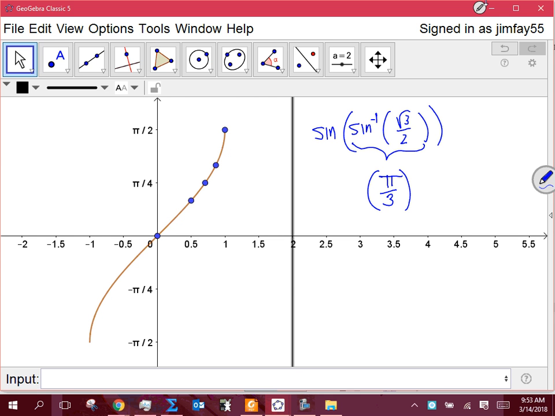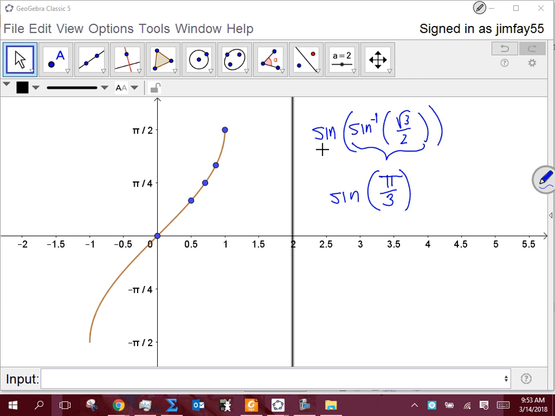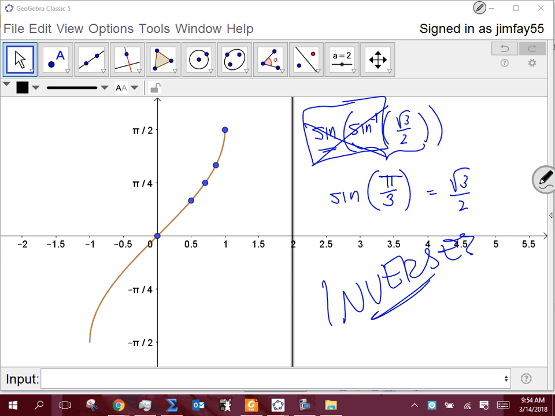So now that inner function evaluates to pi over 3. And now I'm going to ask the question, because this sine is still on the outside, what's the sine of pi over 3? Radical 3 over 2. What happened with those two things ultimately? They cancel out. They are inverses, right? Addition, subtraction, multiplication, division, square roots, powers of 2, exponents and logarithms. Don't they undo each other? Because they're inverses. Sine and inverse sine undo each other.